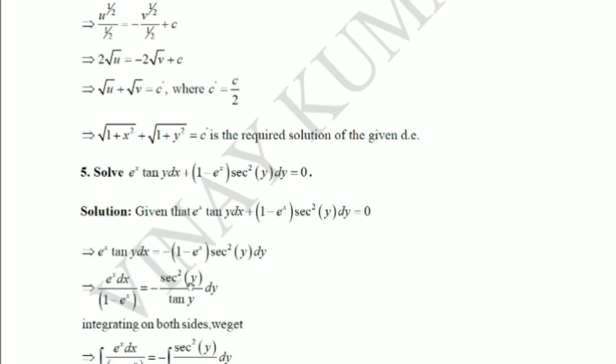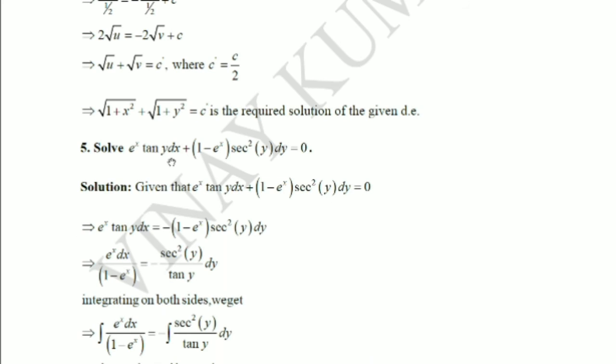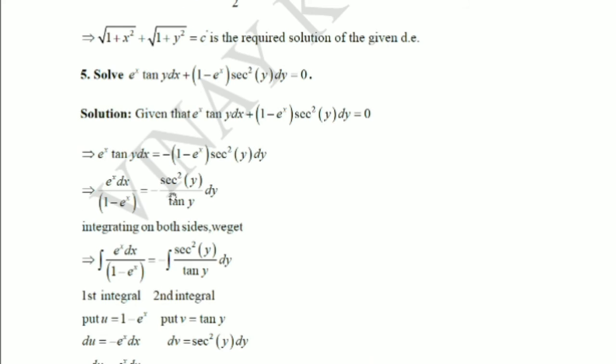Now let us see the next one. In the next one they are given e to the power of x into tan y into dx plus 1 minus e to the power of x into secant square y into dy equal to 0. Send this term to this side, so you will get minus of this.